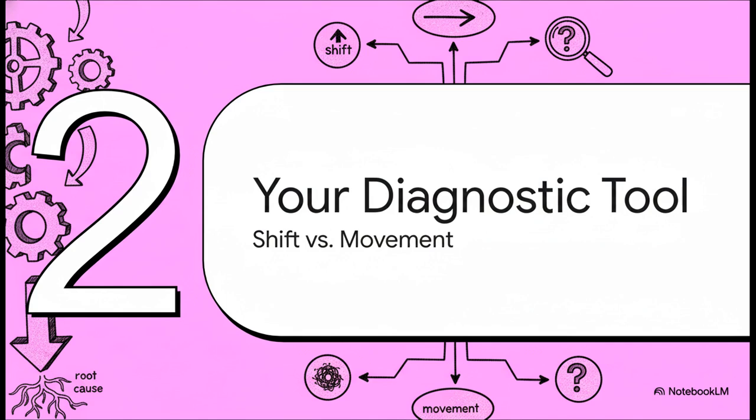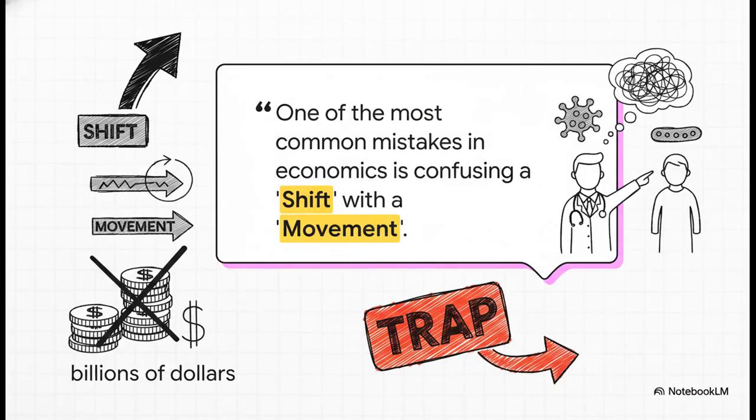This is where we introduce the framework. Think of this as your economic stethoscope. It's the tool that will let you listen to what the market is actually telling you and find the root cause of the issue. Now this, right here, is the heart of today's lesson. Confusing a shift with a movement is not some minor academic footnote. This single error is responsible for literally billions of dollars in wasted resources and failed strategies. It's like a doctor seeing a fever and not knowing whether to prescribe antibiotics for a bacterial infection or rest for a virus. The wrong choice isn't just ineffective, it can be incredibly damaging. Our job today is to make sure you never make that mistake.